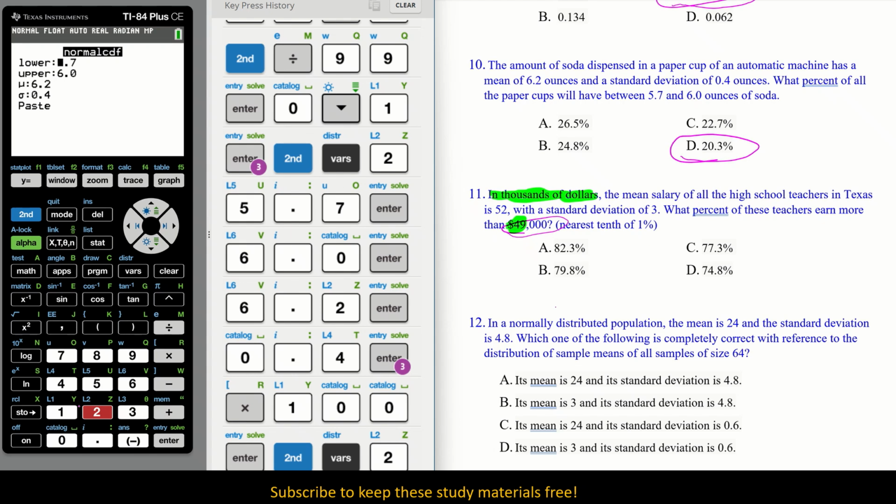because we are being consistent. This doesn't say 52,000, it says 52, and the standard deviation is not in thousands. So we need to convert this to 49.5, which is 49,500. You do this because you are absolutely not including anything near or around the 49,000.